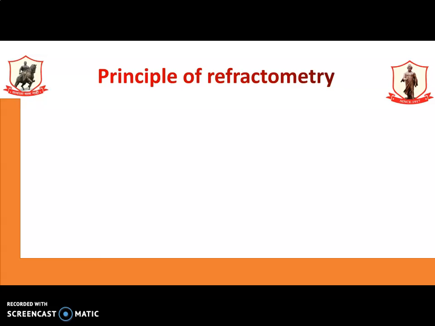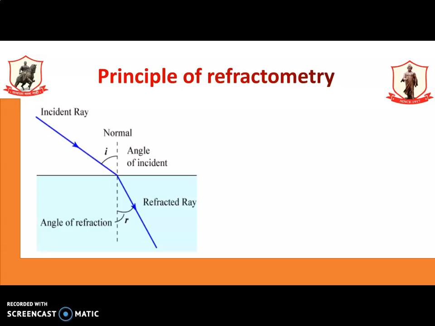Now the principle of refractometry. You can see this figure. When the beam of light passes from one medium to another medium of different density, an abrupt change in the direction of the beam of light is observed due to differences in velocity of light in the two media. This bending of the light beam on passing from one medium to another is called refraction.